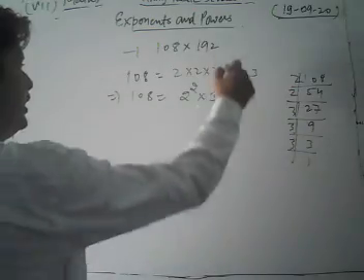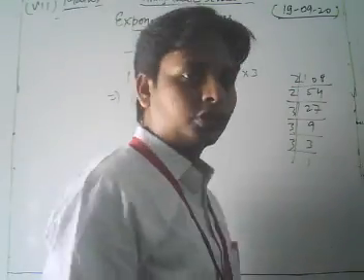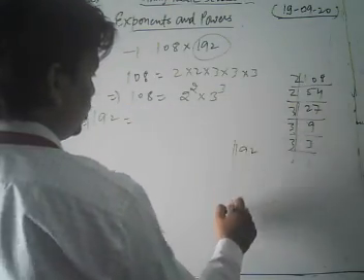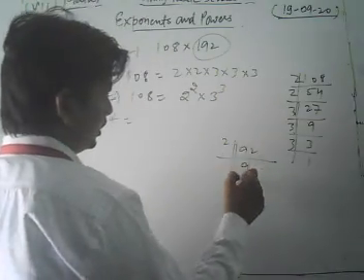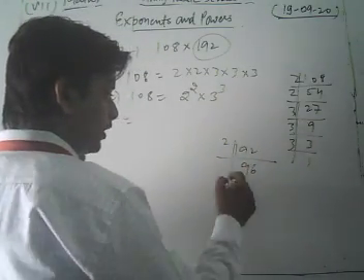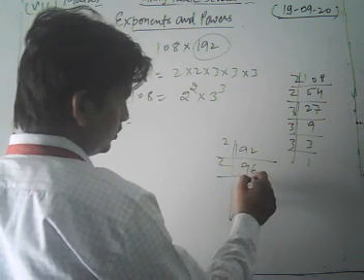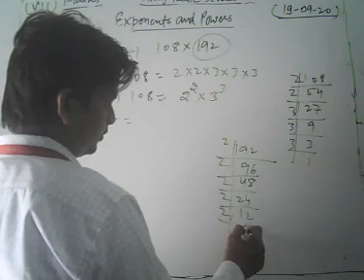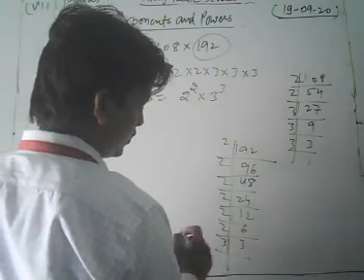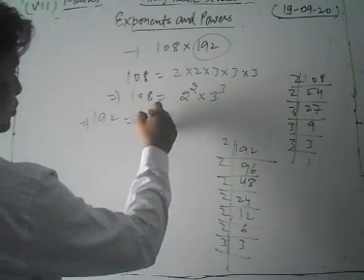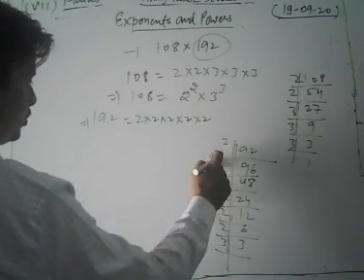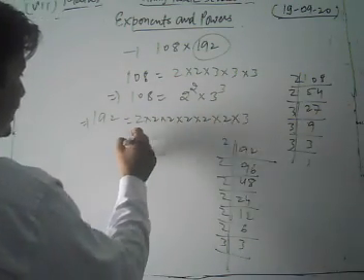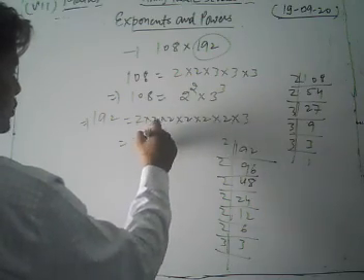Now similarly we do prime factorization. We find the prime factorization of 192. Let's see. So we can write 192 as 2 into 2 into 2 into 2 into 2 into 2 into 3. So we can count 1, 2, 3, 4, 5, 6. So we can write 2 power 6 into 3 power 1.